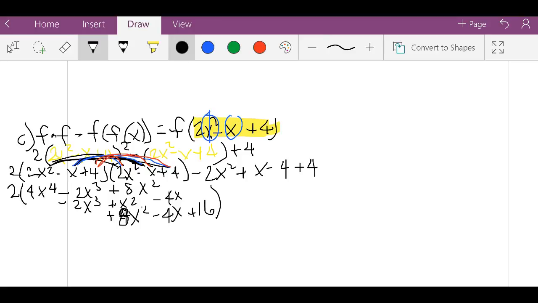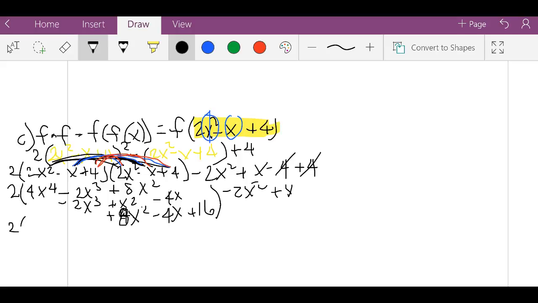Okay. Then I'm just going to bring down these over here. So bring down my minus 2x squared, bring down my plus x. Oops, I said x and I wrote 4. Okay, plus x. Well, these two things will cancel one another out. Okay. So now let's just combine like terms over here.